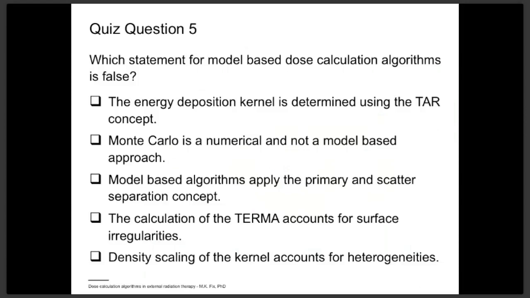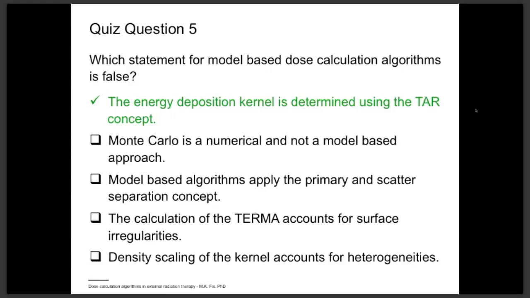I think we can head back to the poll. It looks like most people have had a chance to weigh in. The right answer is that the energy deposition kernel is determined using the tissue air ratio concept. This is not going to work. It's typically Monte Carlo to determine the energy deposition kernel, although one can also use measurements.